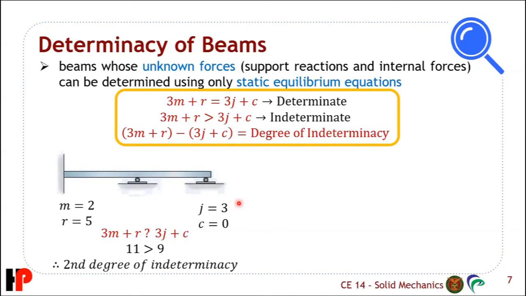So, naintindihan ba? Na-get? So, let's look at this one. So, this beam, M is the number of members, R is reactions, J is joint, C is hinge. So, no member continues through a joint.